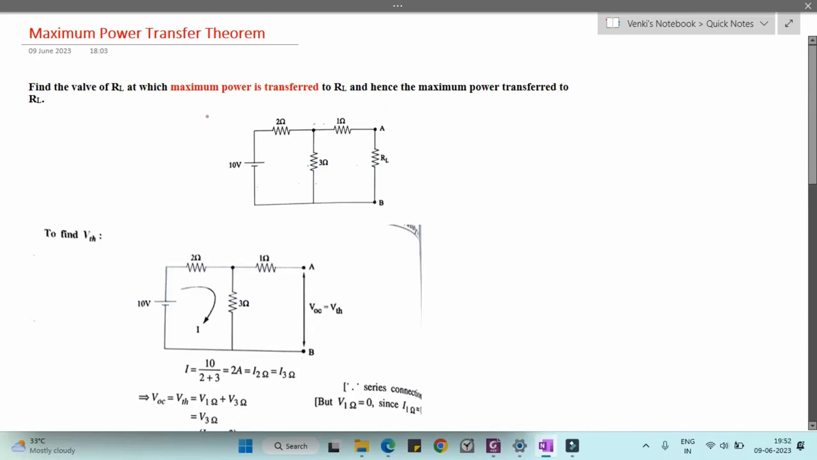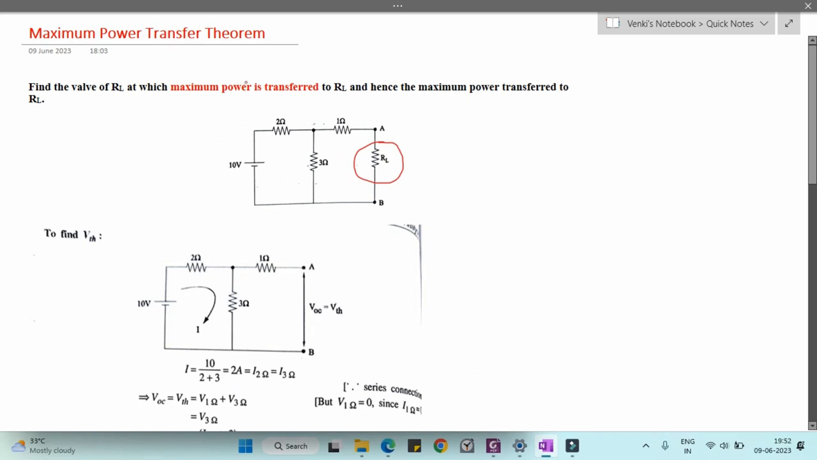Students, now we are going to see the problems on the maximum power transfer theorem. The maximum power transfer theorem states that when the load resistance is equal to the source resistance or circuit resistance, at that time only the maximum power is transferred to the load. That is the statement of the maximum power transfer theorem.